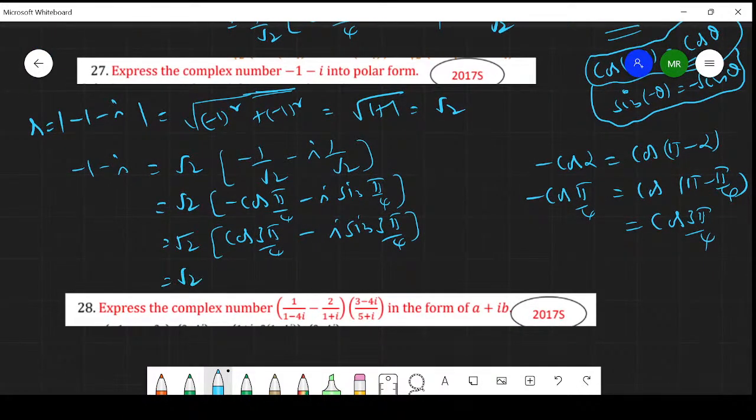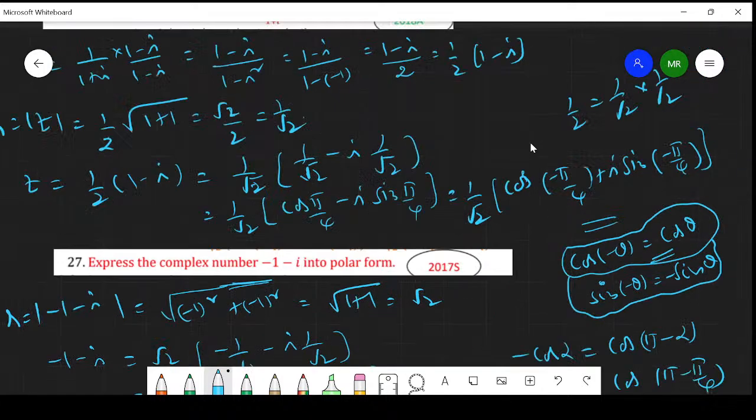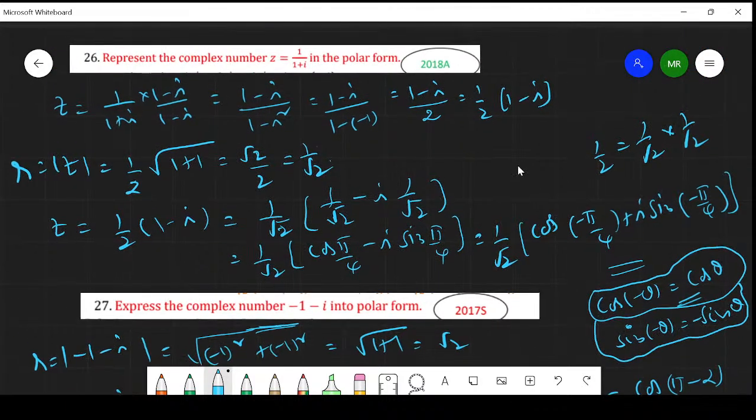I can write root 2 into cos of minus 3 pi by 4 plus i sin of minus 3 pi by 4. We can write. So this is the polar form. A negative angle you should get. Argument or amplitude should be a negative angle. You can do that, and that way you will get the answer.